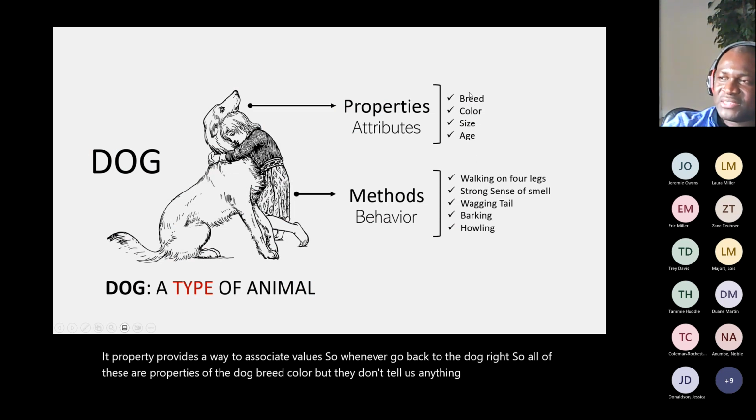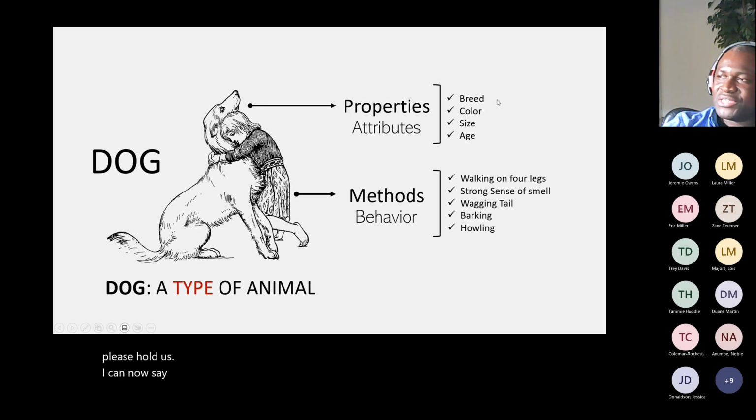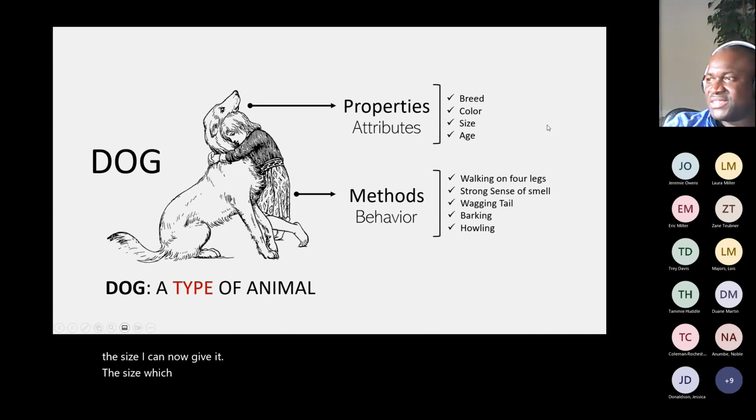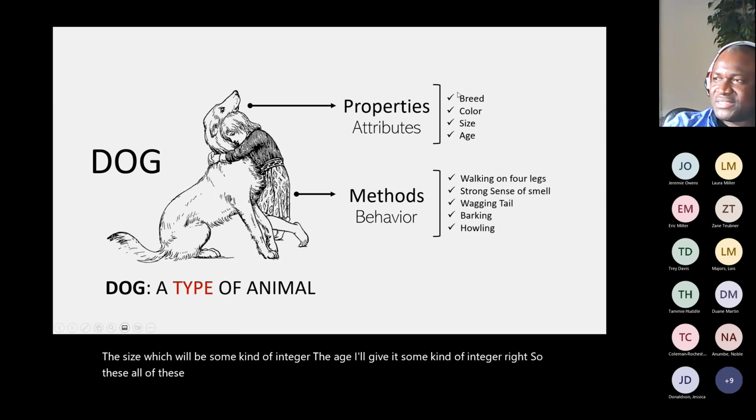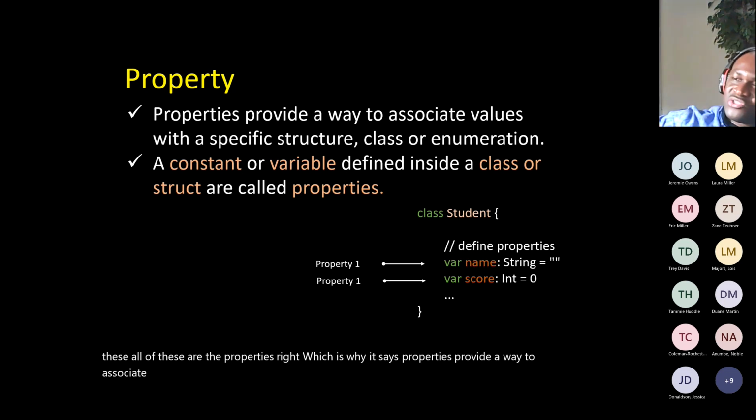They are like placeholders. I can now say colon, and then give it the name of the breed, which will be a string. The size, I can give some kind of integer. The age, also some kind of integer, right? So all of these are the properties, which is why it says properties provide a way to associate values with a specific structure.